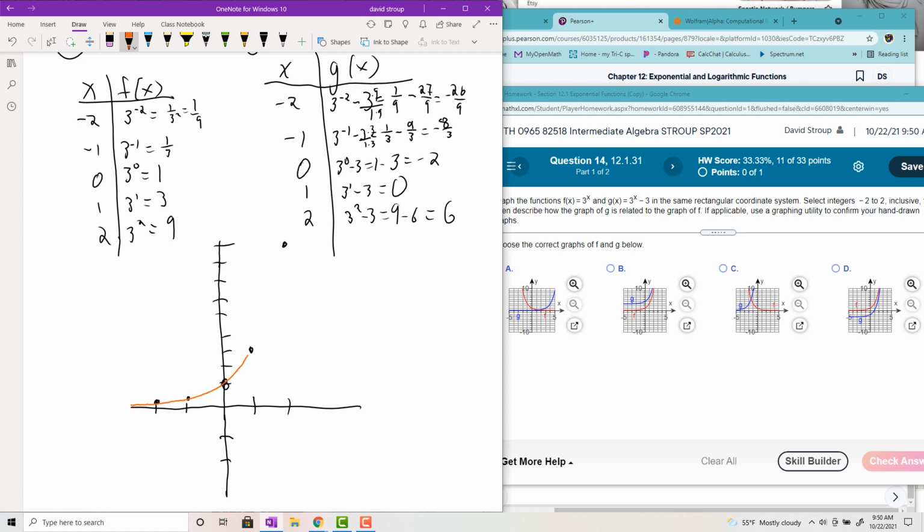Alright, so anyways, there's that. That was a beautiful curve right there. Even amongst all of the chaos, I managed to draw a very nice exponential growth function.